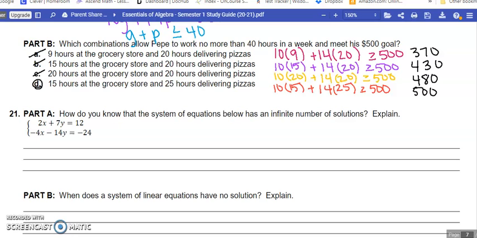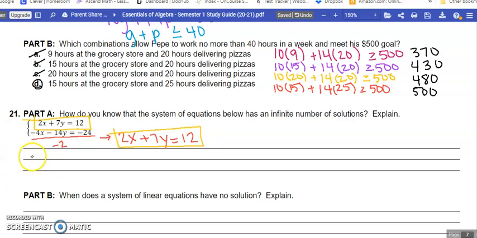All right, how do you know that the system of equations below has an infinite number of solutions? Explain. Well, if you were to divide this bottom one by -2, I tried to make a division sign, that didn't work out very well. Dividing this bottom equation by -2, it would end up being 2x plus 7y equals 12. Now, look at this compared to this. Well, they're the exact same equation, which means they're the exact same line.